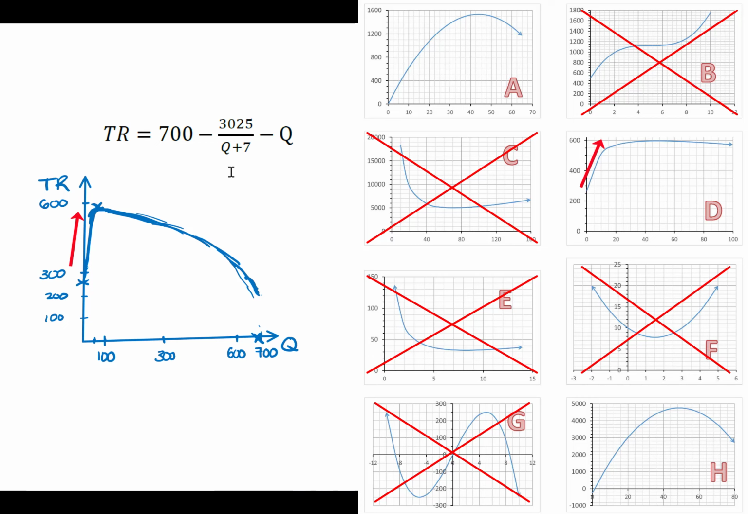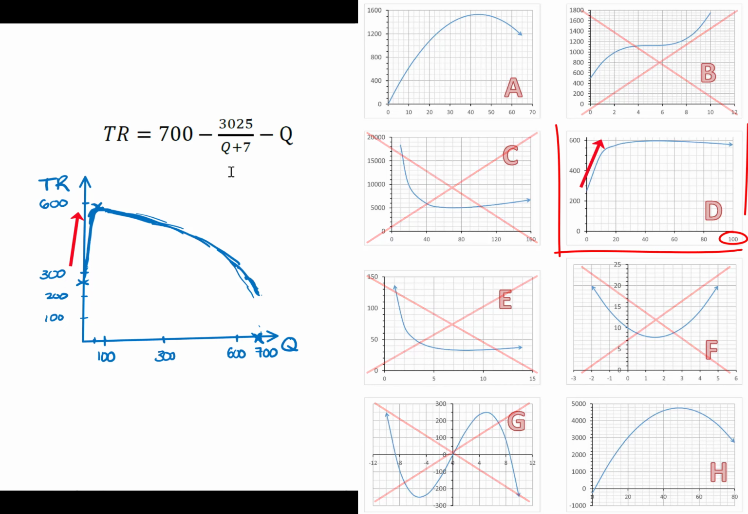And if you want to take a look a little bit further at graph D, you can see that the scale only goes to 100, indicating that there's a long plateau before it drops off. This is only a sixth of our horizontal scale. So graph D is the correct graph.